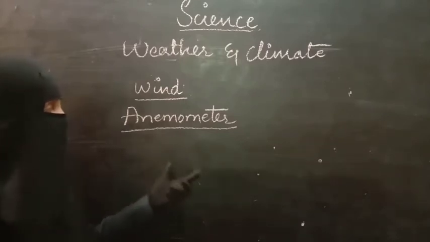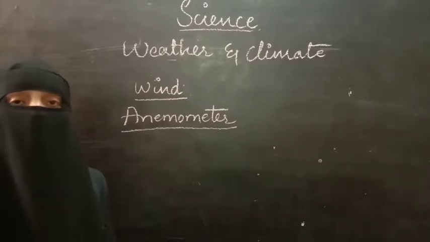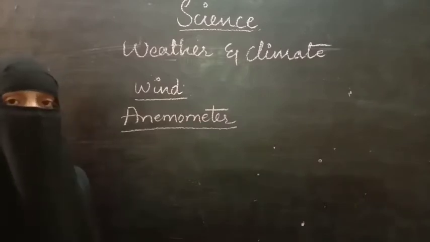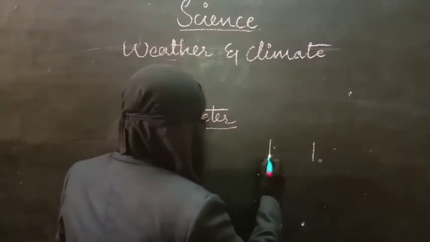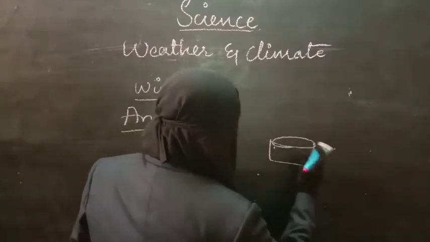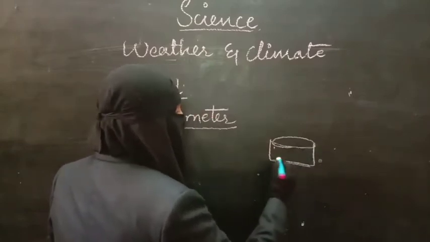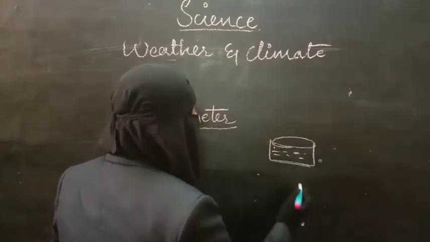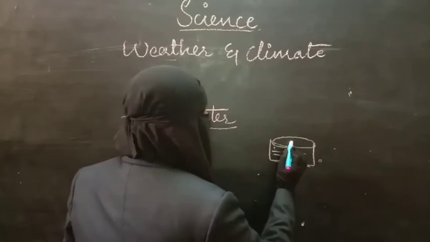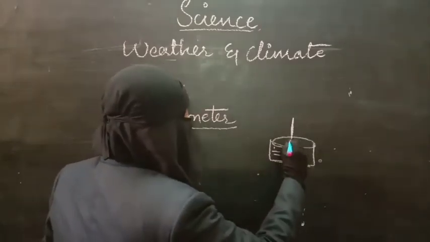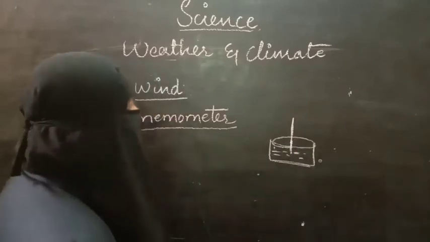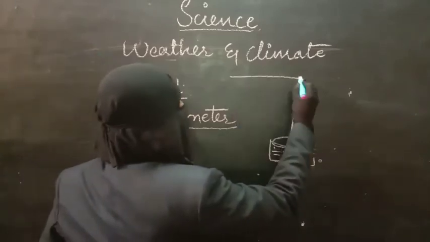But now we don't have an anemometer, but we can make a pseudo anemometer and find out the direction of the wind. How? For that we have to take a container filled with sand, and take one iron wire or iron rod and put it in the sand like this, exactly in the center. Then take one cardboard and cut it into the shape of an arrow.